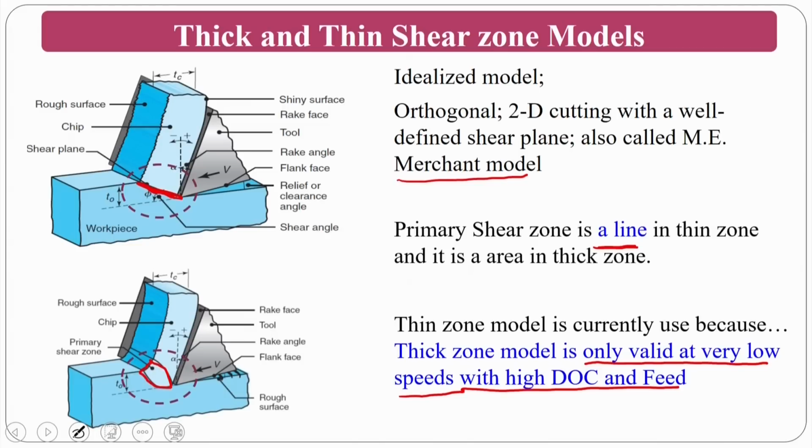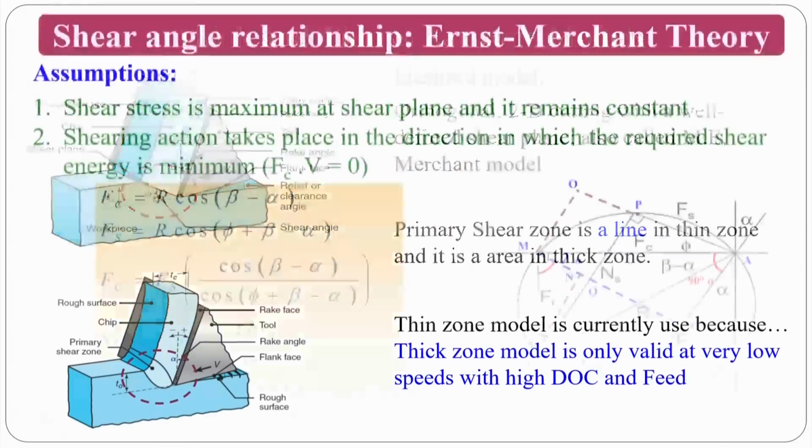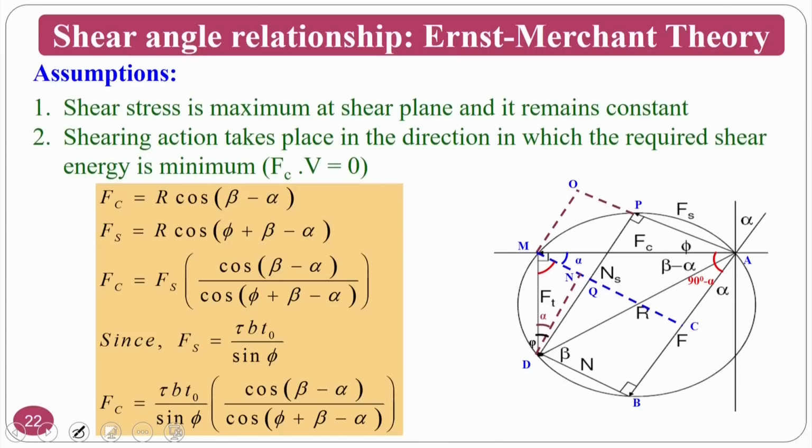So we are going to see only one thin zone model, where the shear angle relationship can be drawn, that is the Ernst-Merchant theory. The first assumption is that shear stress is maximum at the shear plane and it remains constant. That is, the shear stress is maximum and it is constant.